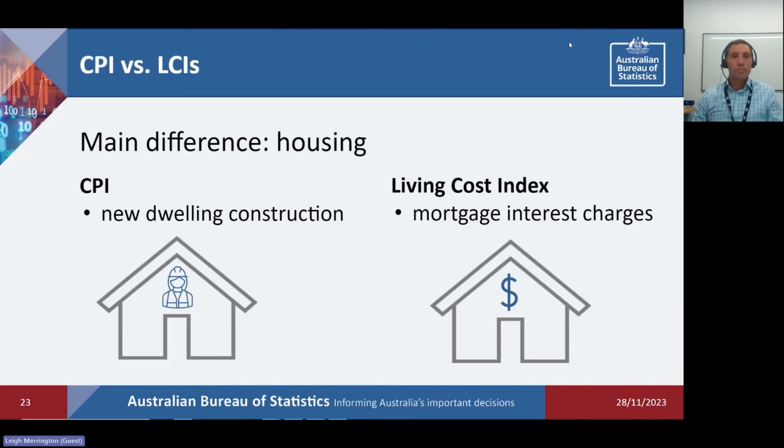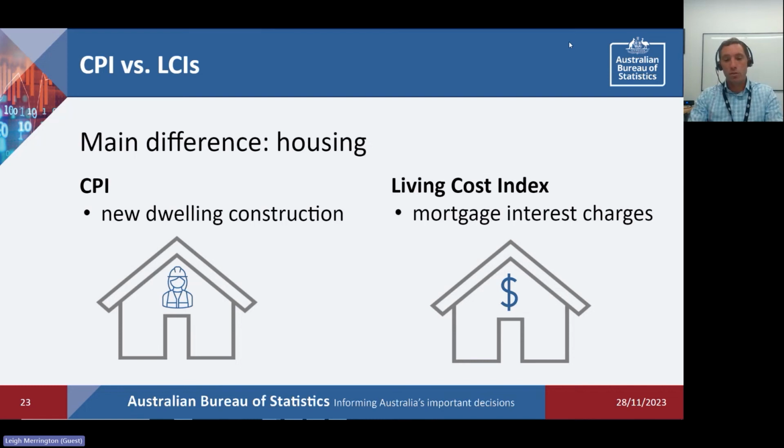All right, so this is an important topic in the CPI. How do we measure housing? The CPI being a measure of inflation, we have dwelling construction costs in the CPI as our measure for housing. Prior to the 1997 review, we did have mortgage interest charges in the CPI, and switched to dwelling construction costs to more closely align it to a measure of inflation.